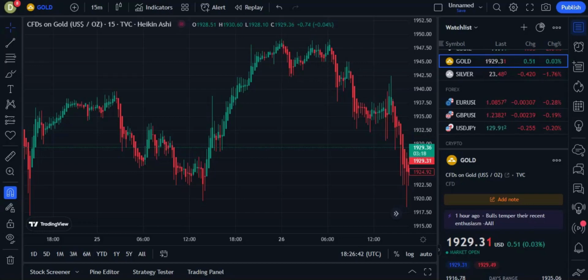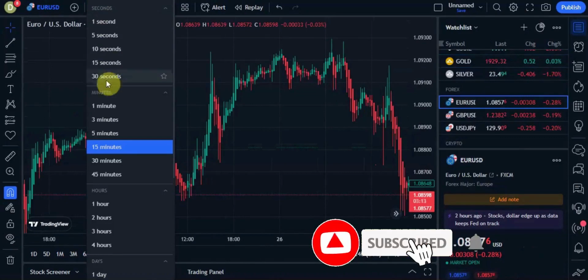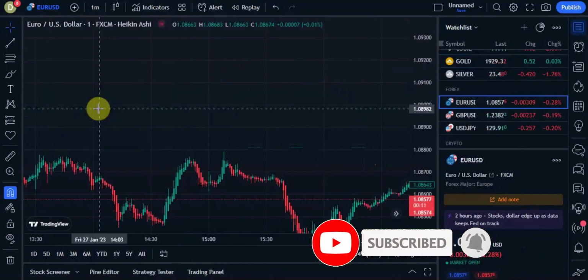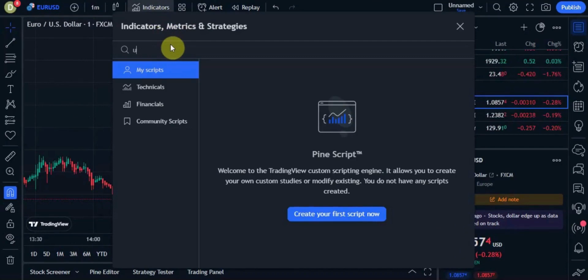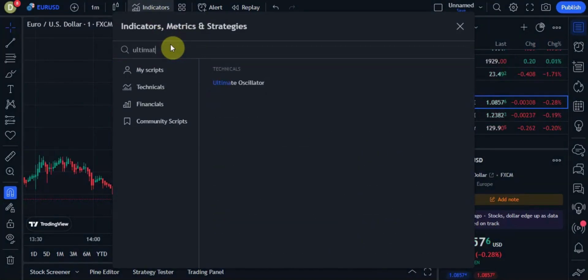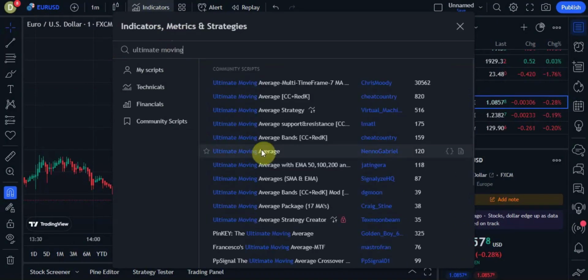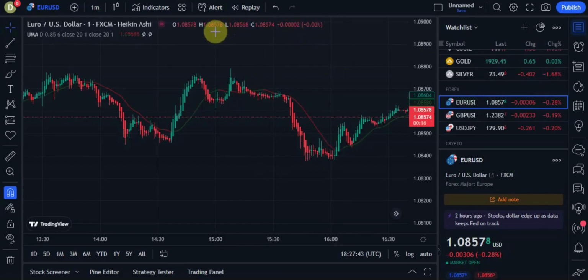Let's start off by opening a Euro USD chart with a 1-minute time frame. And now let's go to our indicator section and type in Ultimate Moving Average. And this is the one we want here by Neno Gabriel. With this indicator, we can see we have a line with a green section, and that's when we're in the uptrend. And also the red section indicates when the market is in a downtrend, okay?